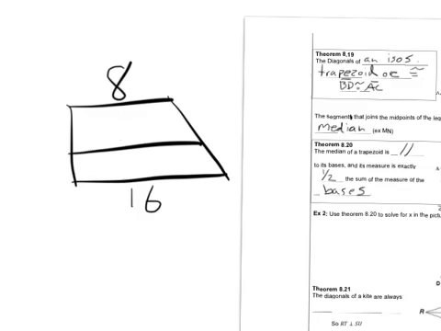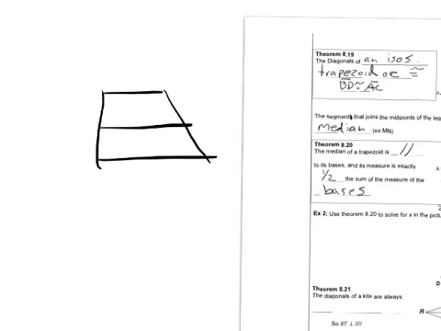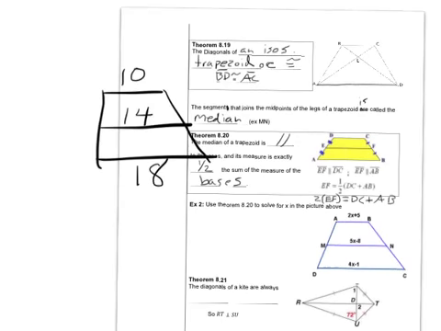So let's try a different one now. Let's say I have another trapezoid. And now let's say that I give you the top as 10, and I tell you that this one is 14. Can you find the bottom one? Well, we would say, well, 10 is 4 away from 14, so I'd go another 4. It'd be 18.